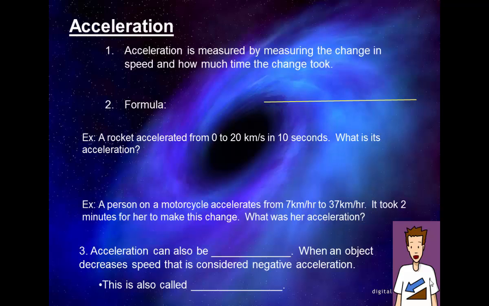All right, so that's speed and velocity. We need to also add in acceleration. Acceleration is a change in velocity, a change in speed, and it's based on how quickly that change happened. So can anyone guess what the formula is? How do you find acceleration?